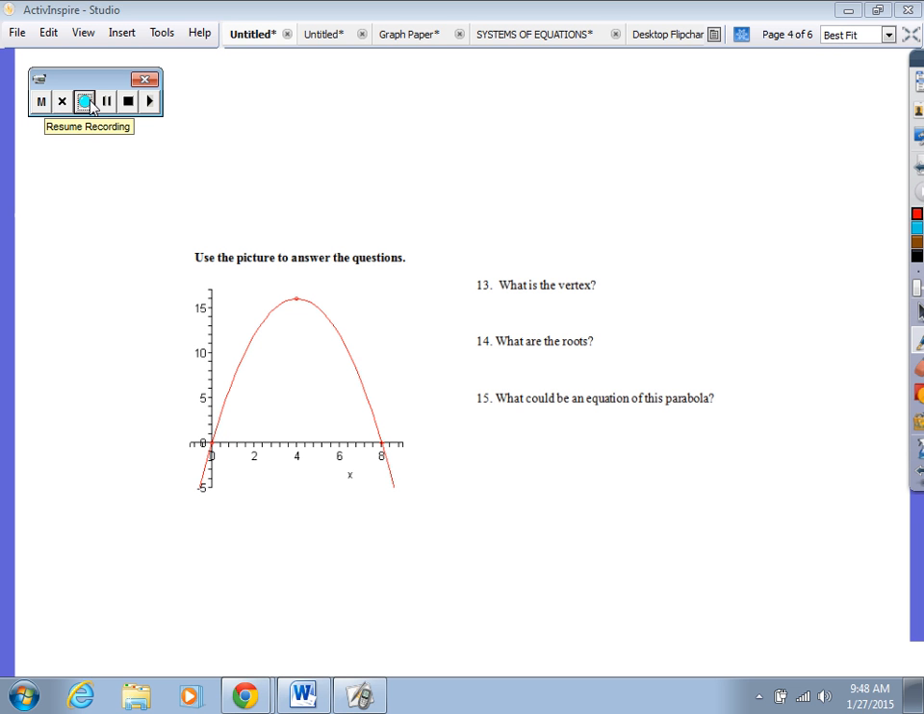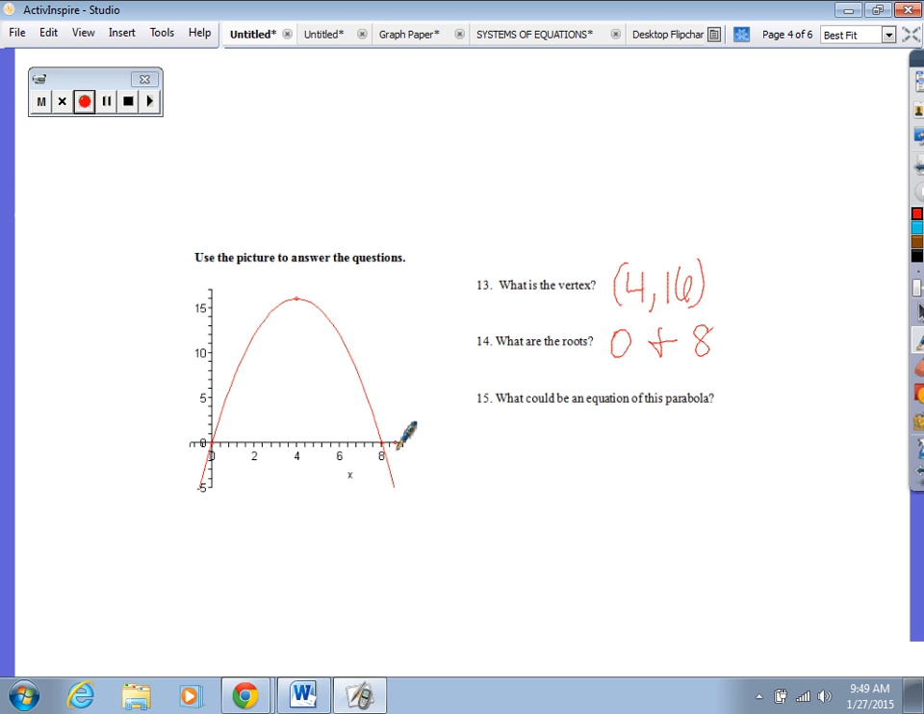Bubba? Okay, number 13 says use the picture to answer the questions. Very descriptive. What is the vertex? 4 and 16. So that's the x coordinate, y coordinate. So 4 comma 16. What are the roots? What's another word for roots? Zeros are the x-intercepts. What are our two roots? 0 and 8. Make sure you don't put that in parentheses because that's not a point. It's the number 0 and the number 8.